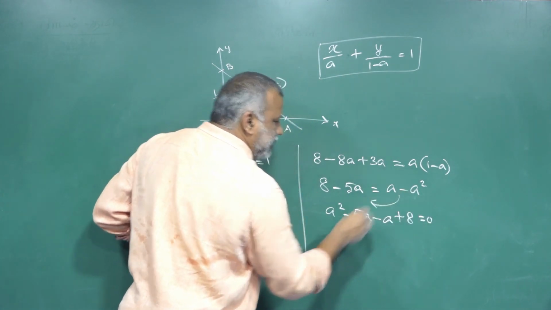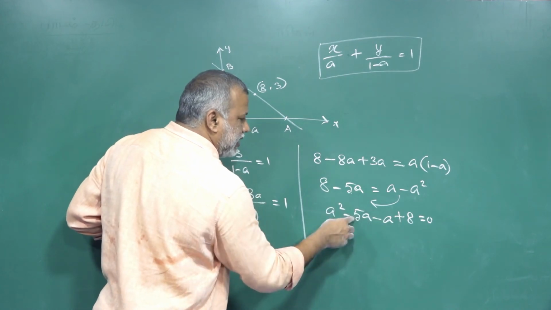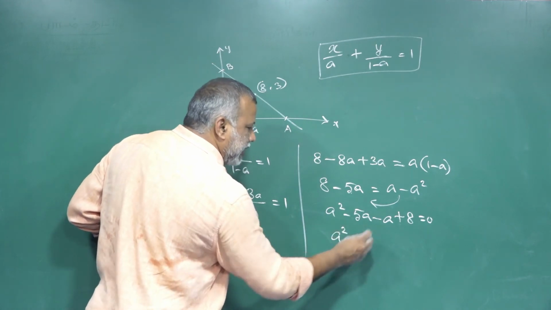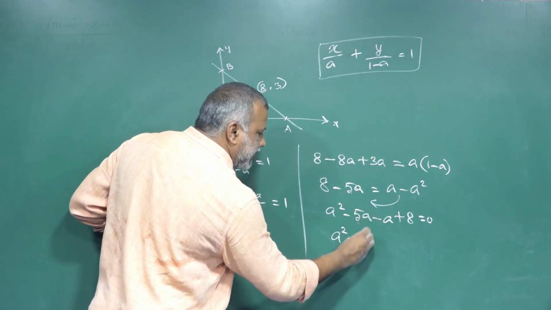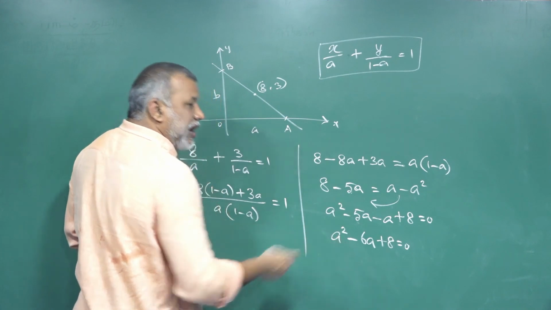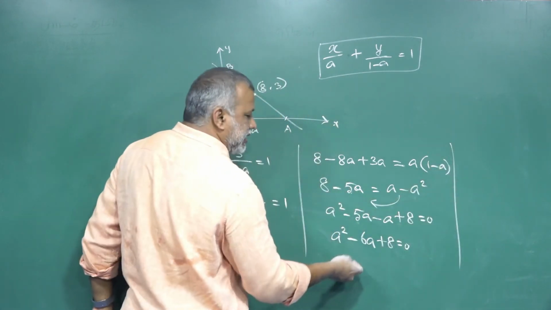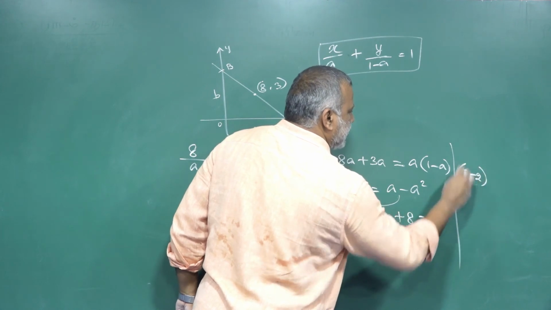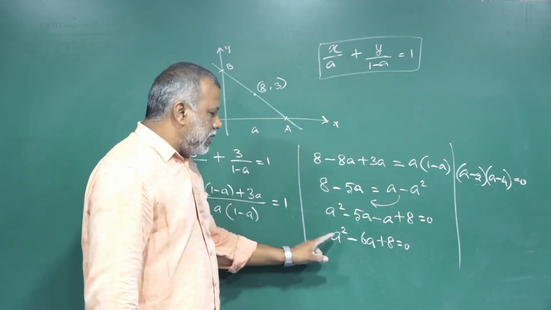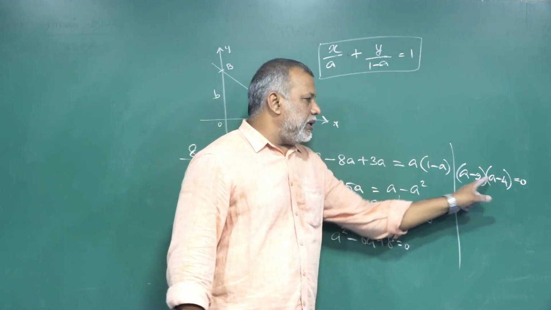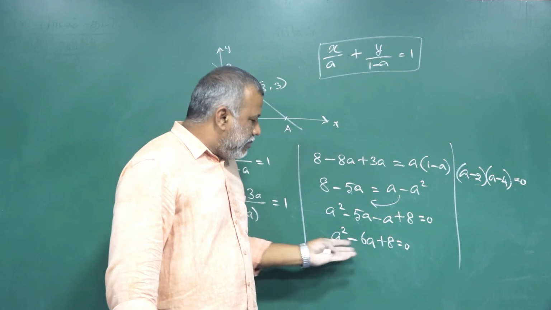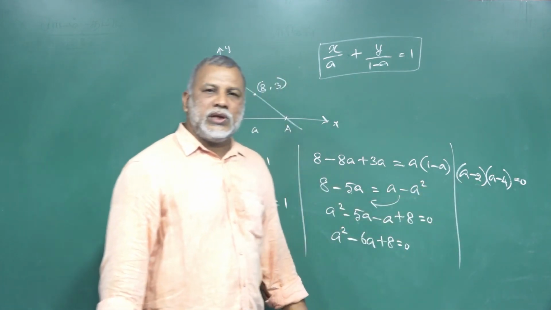Convert these two numbers to the other side: 8, then minus 5a. The a squared becomes positive, a becomes negative. Now we get a quadratic equation: a squared, minus 5a, minus a again, we get minus 6a, plus 8 equal to 0. We are able to factorize this one. What are the factors here? On simplification, these two numbers give minus 6a. By factorization, a minus 2, a minus 4 equal to 0.